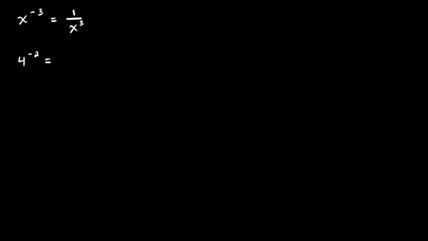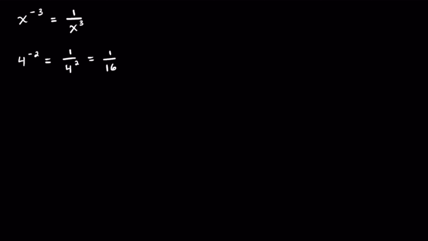Now, if we have 4 to the negative second power, just keep in mind that 4 to the positive second power is just equal to 16. So you can rewrite this as 1 over 4 to the positive 2 power, just like in that first example. And what this becomes is it's not going to be 16, but rather it's going to be 1 over 16 instead. That's all you really have to do here.